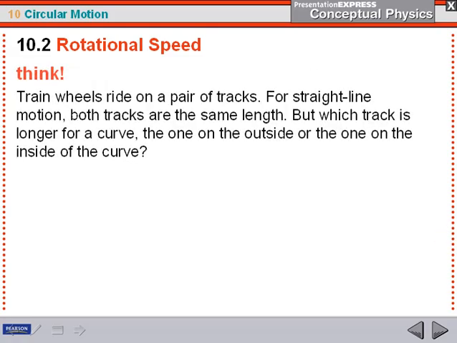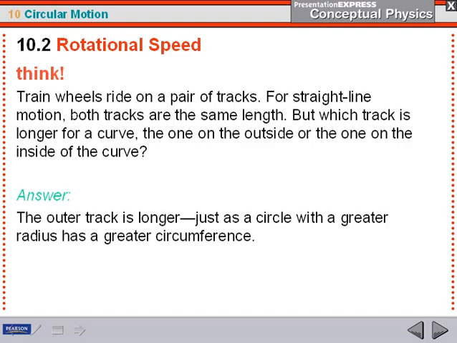So let's do a train. Train wheels ride on a pair of tracks. For straight line motion, both tracks are the same length. But which track is longer for a curve? The one on the outside or the one on the inside of the curve? The outer track is always longer, because you can think of the two tracks as circles, and the outside track is going to have a greater circumference. And once again, on the outside track the wheel is going to ride on the fat part, and it's going to travel further.